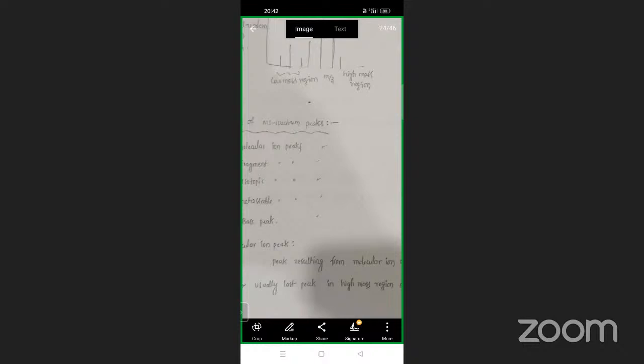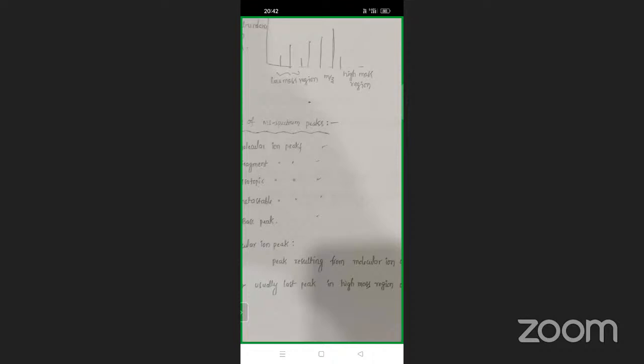So after the molecular ion, you will get... Yes, odd and even fragmentation, sir. Odd and even fragments, sir. How will you justify the odd and even fragments?